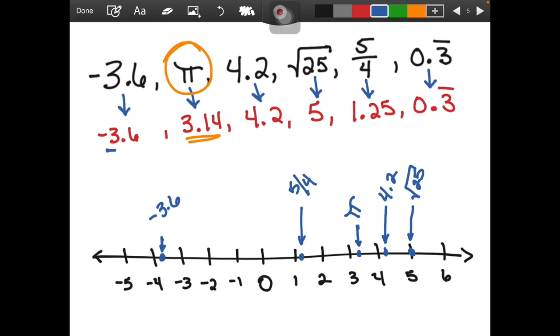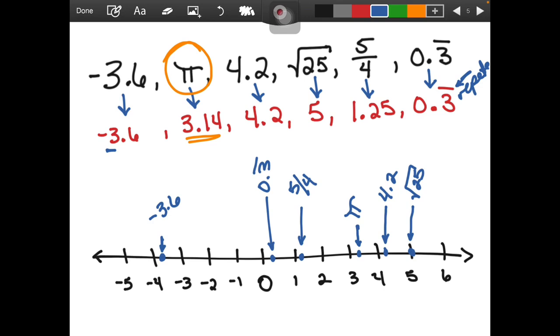Last one is 0.3, and this line over the top here means it repeats. Okay, the repeating decimal just means it's 0.333333333, so 33 cents and change. So I know 33 cents is closer to the 0 than it is the 1. And again, I'm going to put 0.3 repeating.